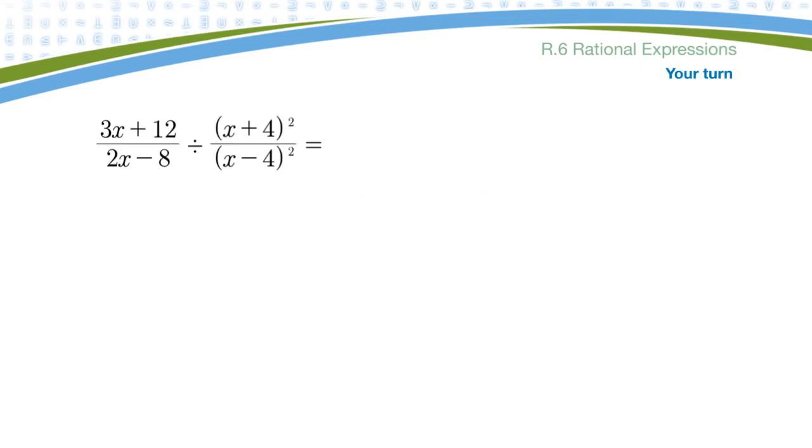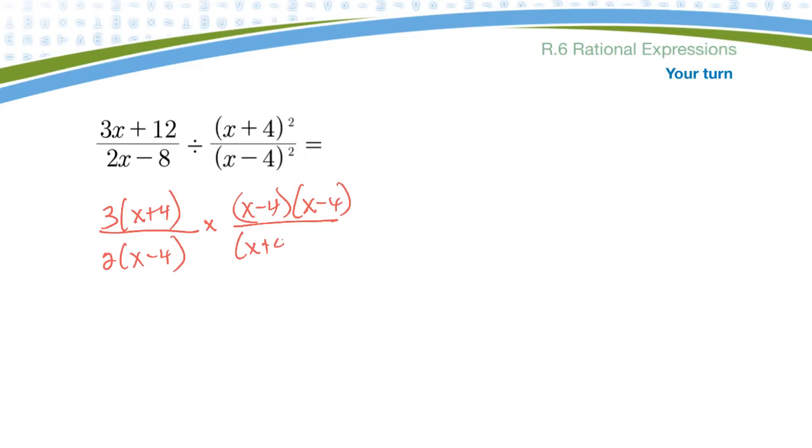Try it. So the first one I factor out of 3, factor out of 2, invert and multiply, so this would be a times, and I'll have my x minus 4 squared on the top. Notice I rewrote it with 2 of them, and I'll do the same thing with the bottom.